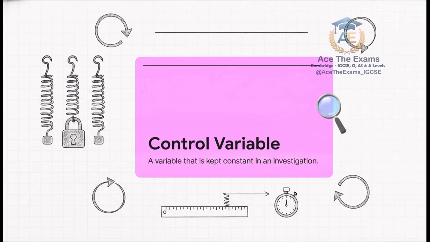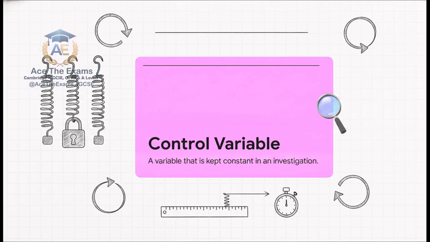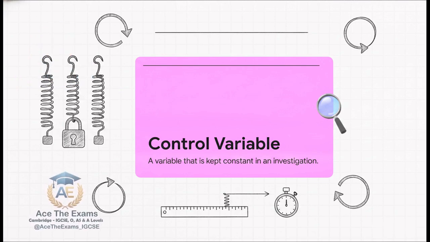Finally, we have the control variables. These are any factors you absolutely must keep exactly the same throughout the entire investigation to ensure a fair test. If you're calculating a spring constant, your control variable is the specific spring you use. You obviously don't swap it out for a stiffer one halfway through the experiment. Depending on the setup, things like environmental temperature could also be a vital control variable.